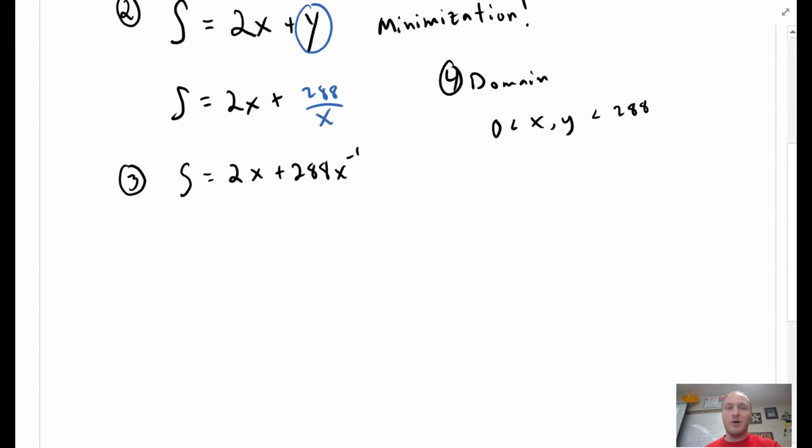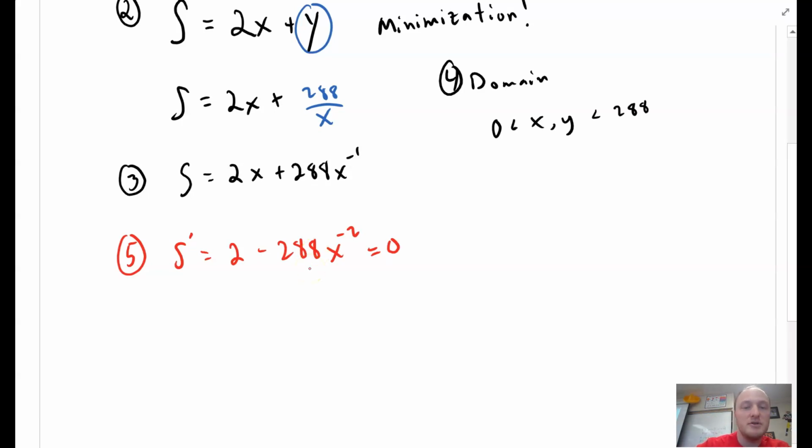How do you minimize? Well, you've got to take the derivative. So I'm going to take the derivative, s prime, of s. Notice that s is a sum. So s prime is equal to 2 minus 288 x to the power of -2. And what I want is for this to be 0. I want to find the critical numbers. Where is this equal to 0?